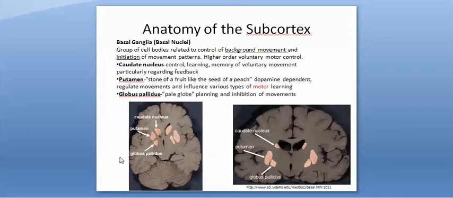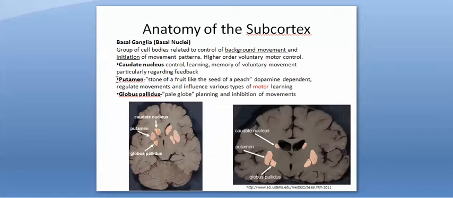And then the initiation of motor movement is super important. I'm sure you are all familiar with Parkinson's. So let's skip down to the putamen. The basal ganglia has a structure called the putamen, and it's dopamine dependent.